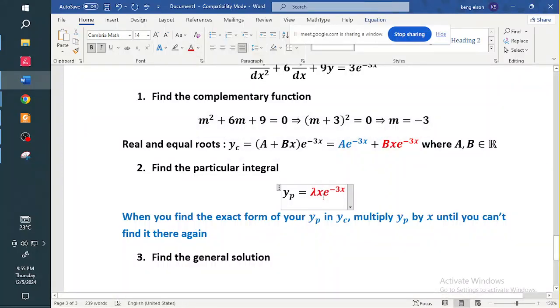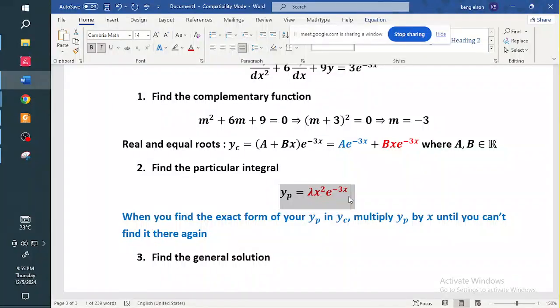So I'll still multiply this second guess by an x again, so it now becomes x squared. And I check again if I can find it. This cannot be found here again. So this is going to be my final particular integral. I don't know if this concept is clear.